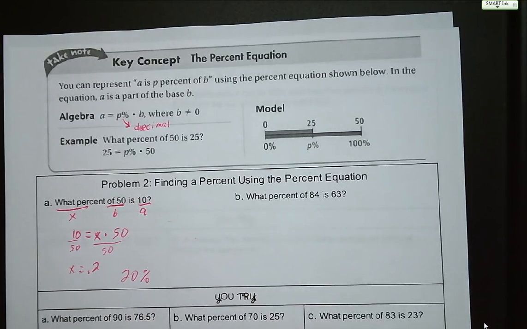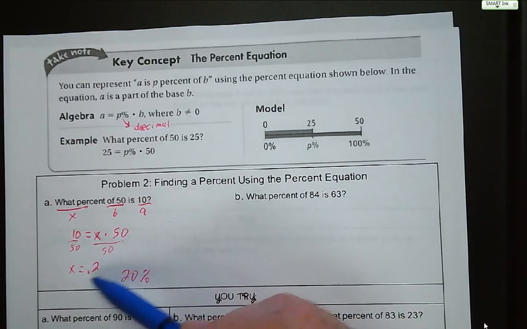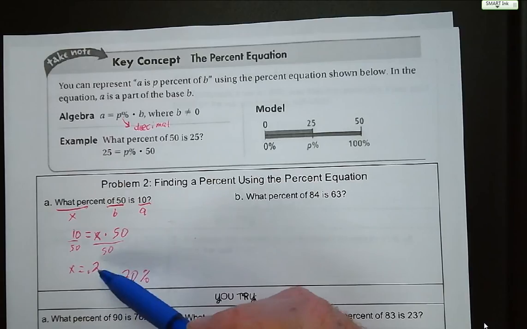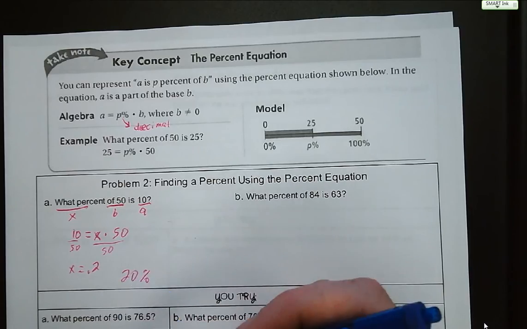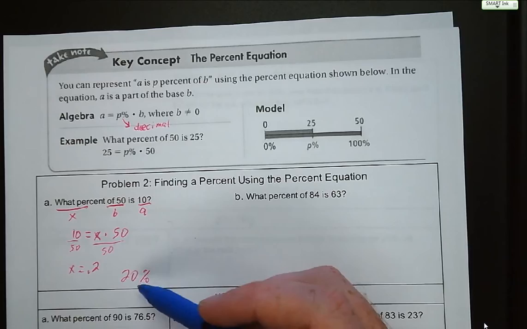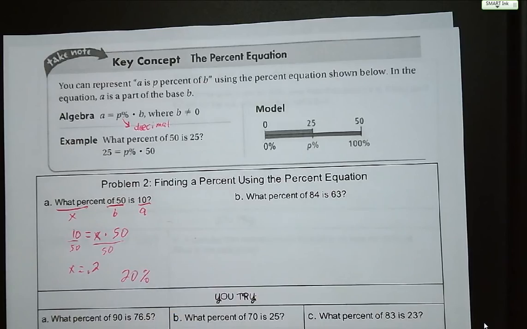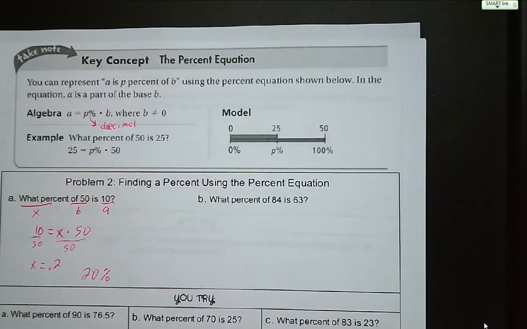So one key difference between the percent proportion and the percent equation. The percent proportion, what you get is already a percentage. With the percent equation, the answer that you get is going to be a decimal that you need to convert into a percentage. So you need to multiply it by 100. Personally, I use the proportion for that exact reason.